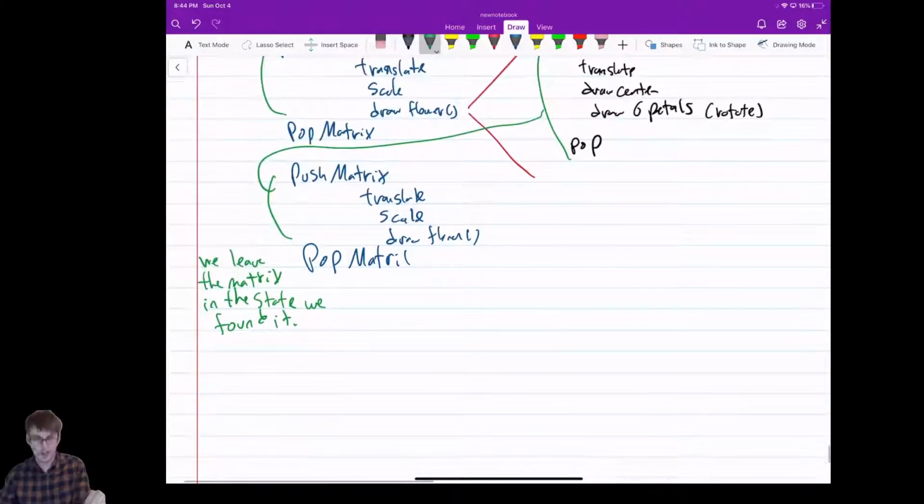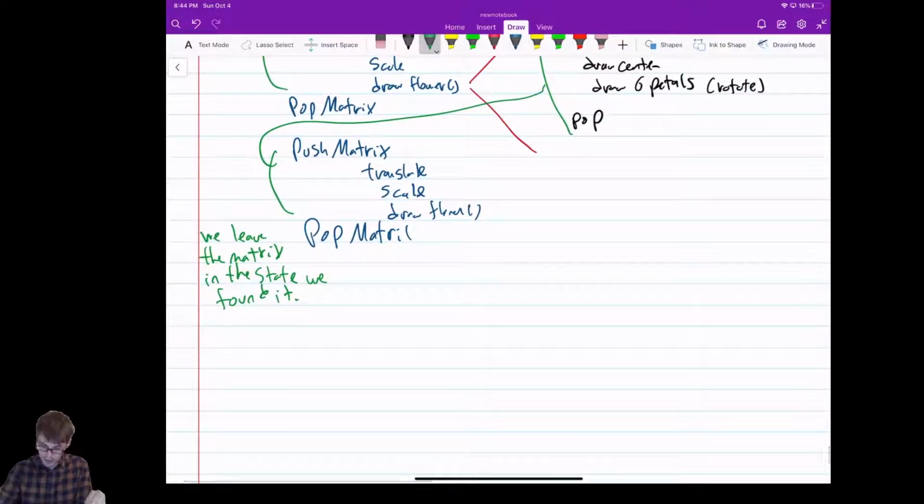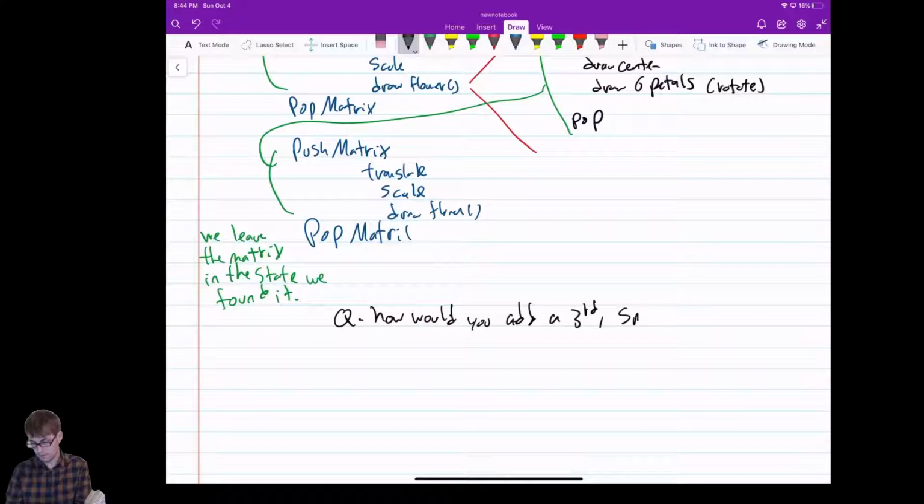Okay? So now you might want to think about this. How would you add a third smaller flower? Right? Think about that on your own. A third smaller flower, okay? And hopefully if you think about it, you can find an easy way to do it.